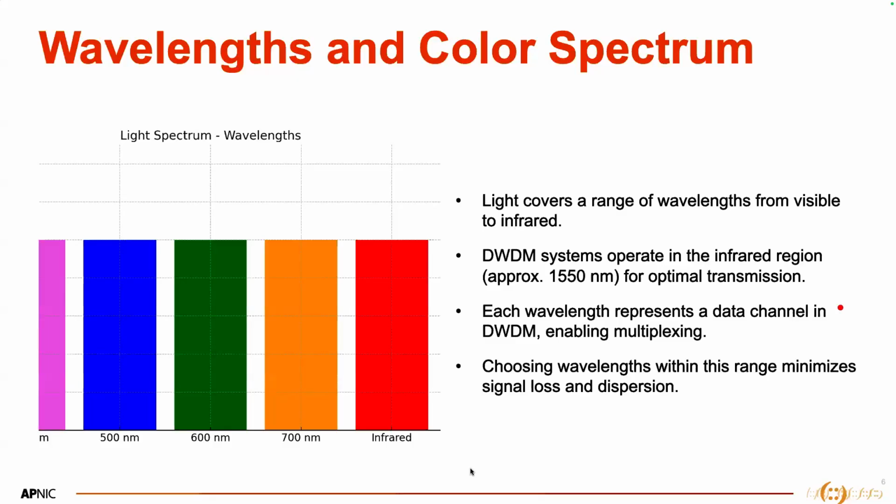And there are two extreme points. One extreme point is the ultraviolet ray, and another extreme point is the infrared ray. So whenever we talk about optical communication in DWDM, we are basically talking about the infrared zone. So DWDM basically works in the infrared zone, right? Not in the visible light zone, okay?